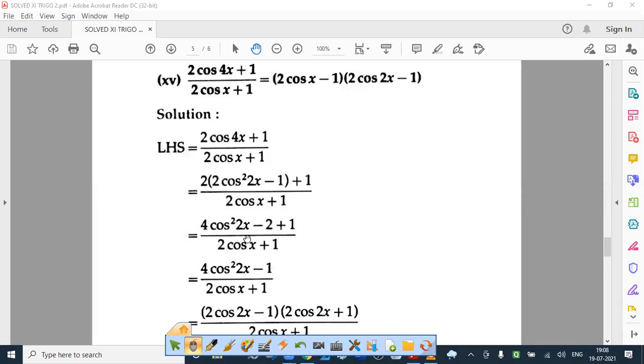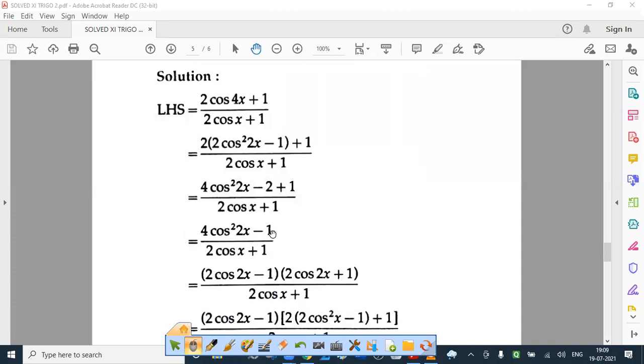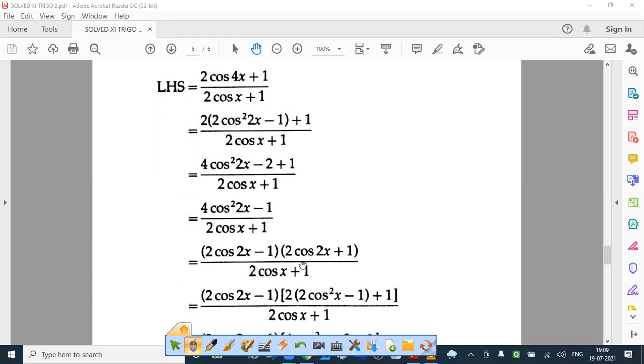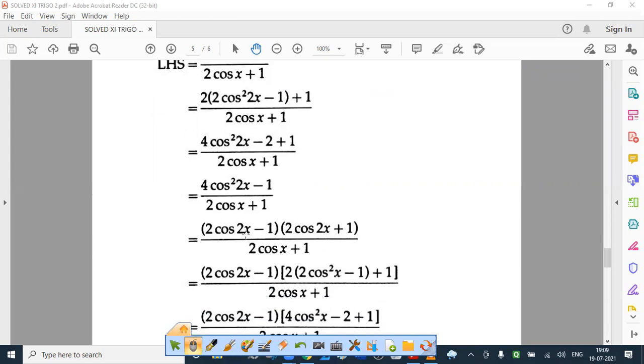Denominator as it is. Open the bracket. We get this. Now what are the factors of a square minus b square? A minus b into a plus b. So it is 2 cos 2x minus 1 into 2 cos 2x plus 1. Okay. Next step. See, we require this in the answer. So we do not touch this.